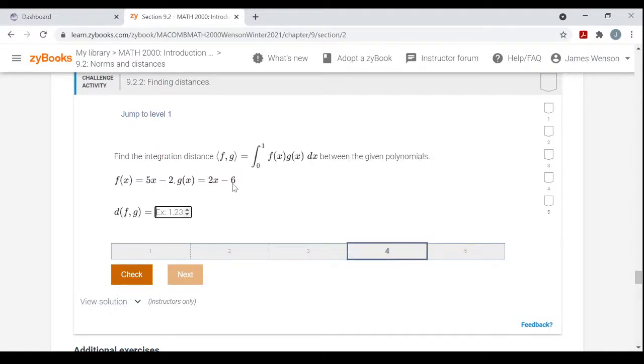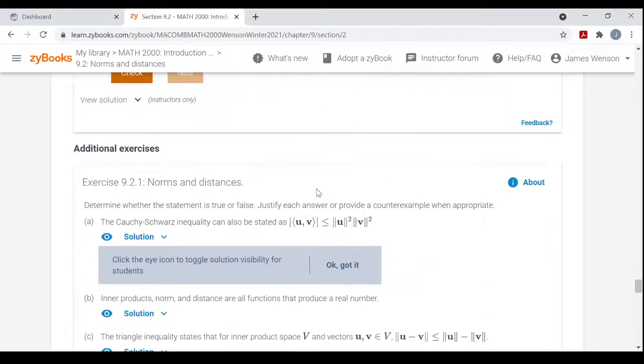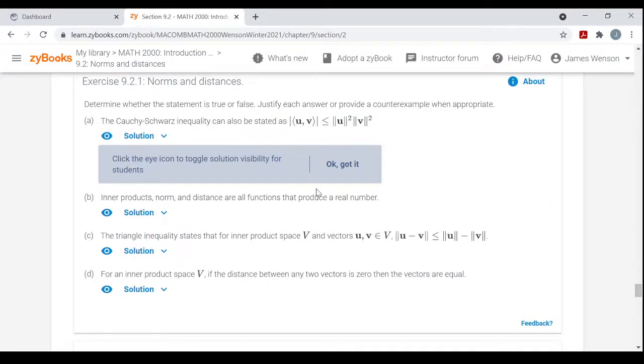Integration, I kind of just did an example like this already a second ago. And then a weighted integration product where this w of x shows up here, and this function in this case is 16x. So just make sure you're plugging it in. So you take f minus g, whatever that is, and then you have f minus g times f minus g, and then times 16x, take that integral, and the square root of that. You get your distance, the distance between these two functions f and g under this inner product. And that's it. So again, a lot going on there, but it really all involves finding inner products.